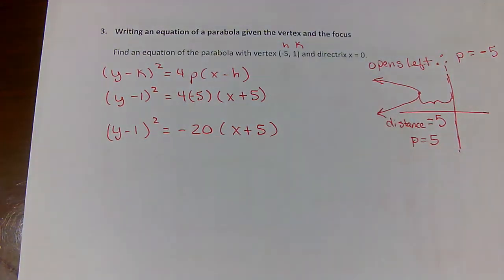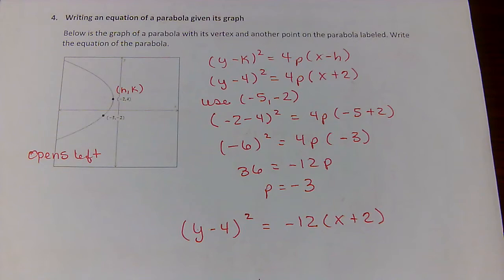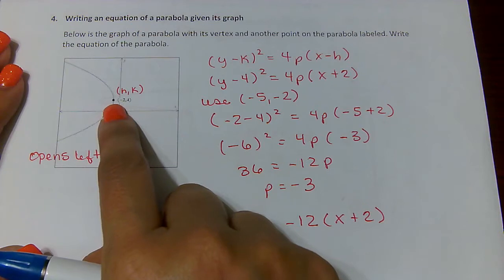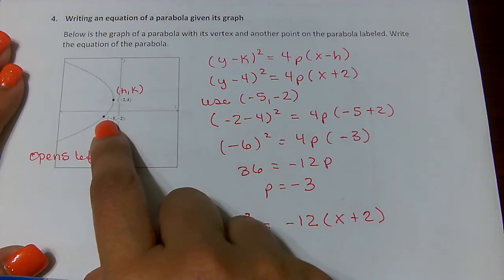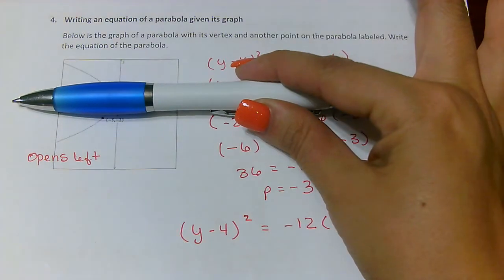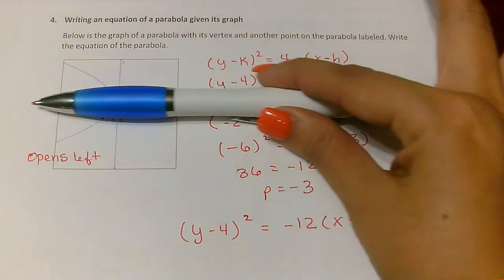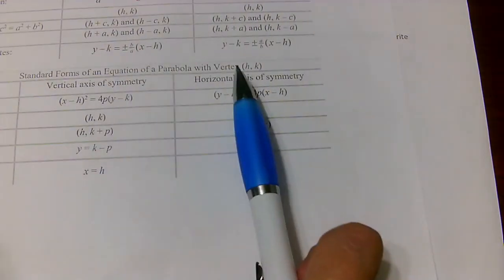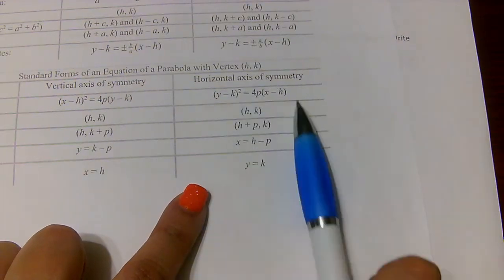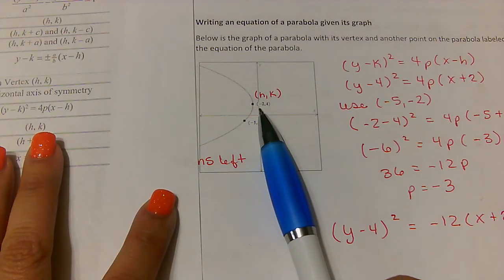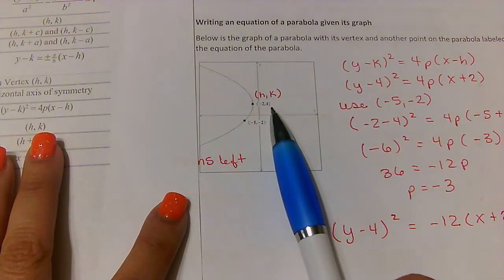Number 4 says to write the equation of the parabola given this graph. So on our graph, we're given our vertex, and we're also given another point on the graph. The first thing we want to do is determine the orientation of the axis of symmetry. Since the axis of symmetry is going to be along this line, we can say the axis of symmetry is going to be horizontal. So when I look at my set of equations, I will be using this format here. Now I'm going to go ahead and label my h and my k. My h is going to be -2 and my k will be 4.